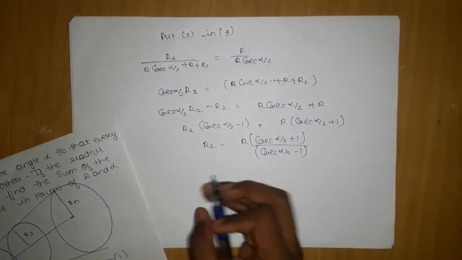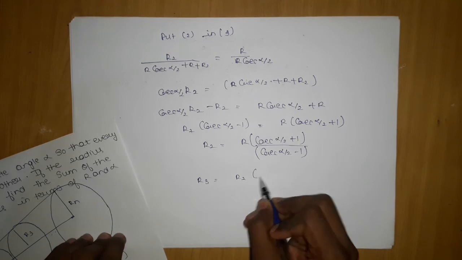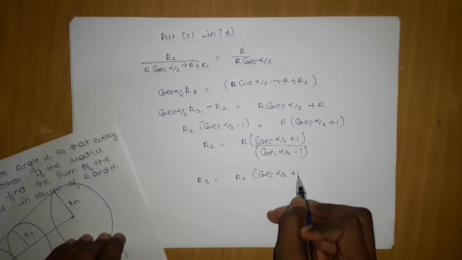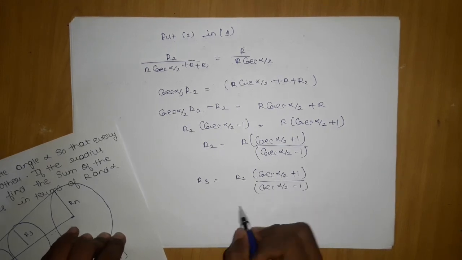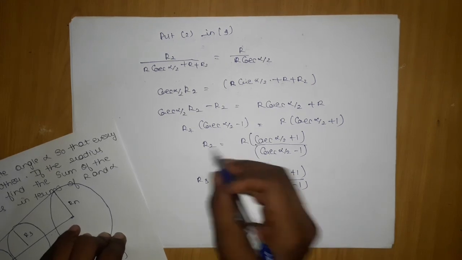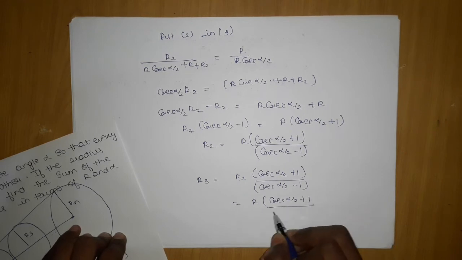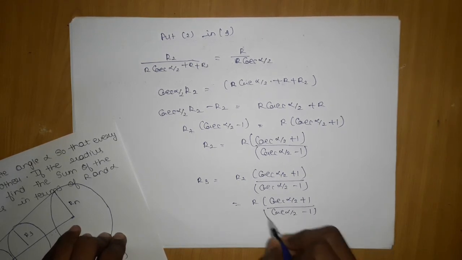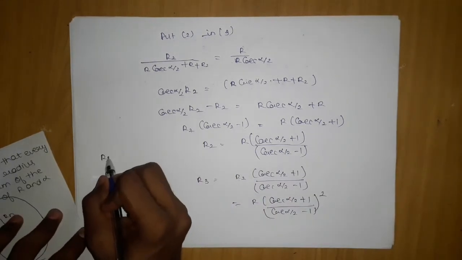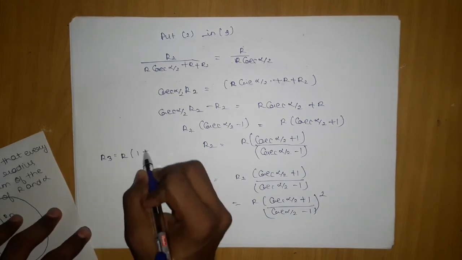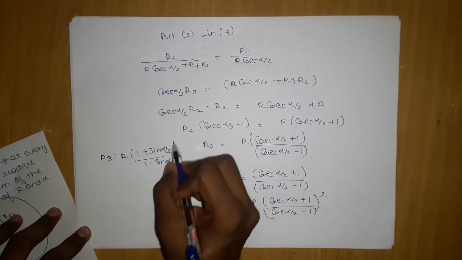Now if I want to find r3, it will be nothing but r2 times cosec alpha by 2 plus 1 upon cosec alpha by 2 minus 1, which will be nothing but square. But before doing that, instead of this we can put here cosec alpha by 2 plus 1 upon cosec alpha by 2 minus 1 the whole square. Now instead of cosec we will convert it into sine, which is more effective. R into 1 plus sine alpha by 2 upon 1 minus sine alpha by 2. So we are getting this thing.